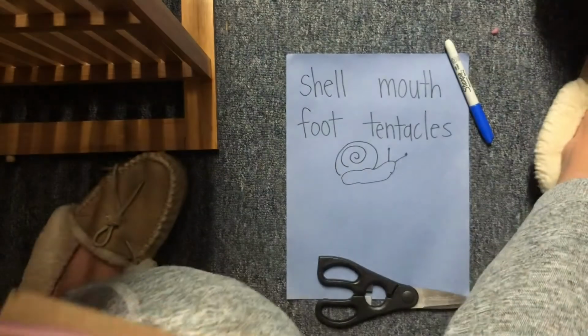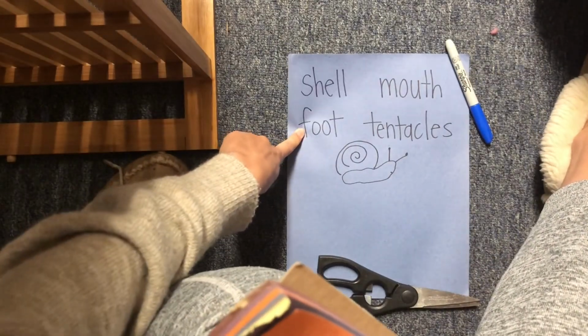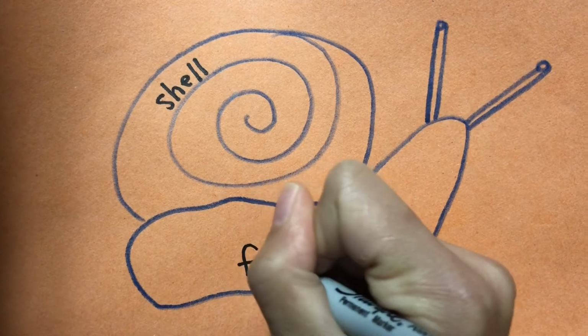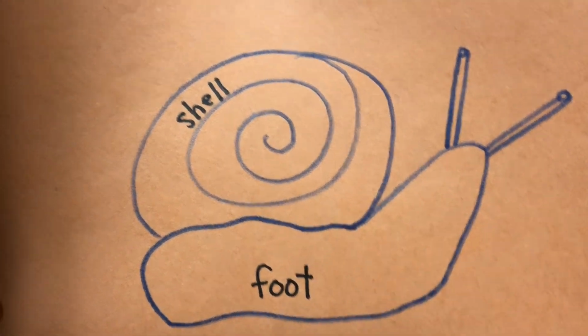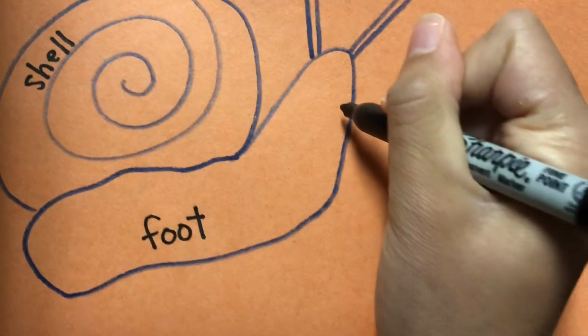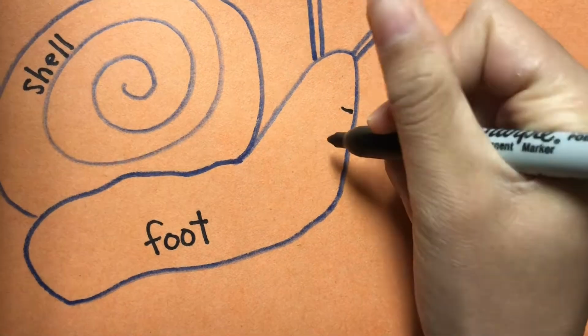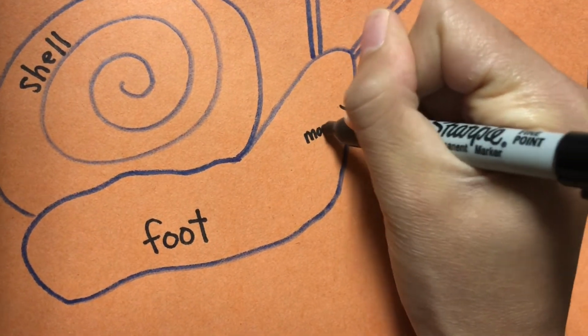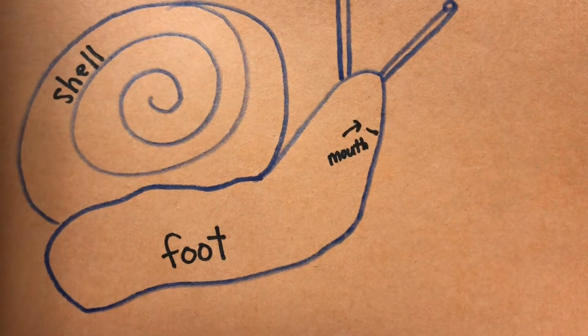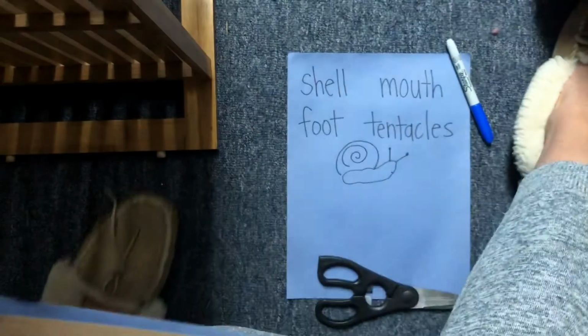It protects them. Next, we learned about the snail's foot. The foot is the bottom part of its body that helps the snail move. Next, we learned that snails have mouths. So I'm gonna draw my little mouth and label it. Snails use their mouth to eat just like we do.